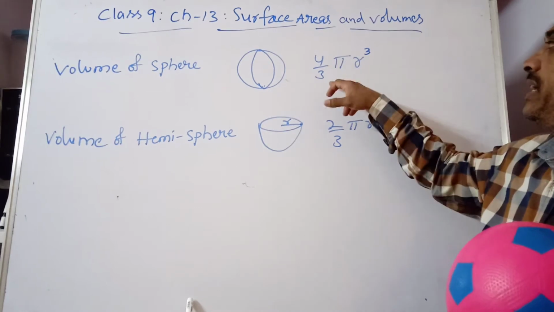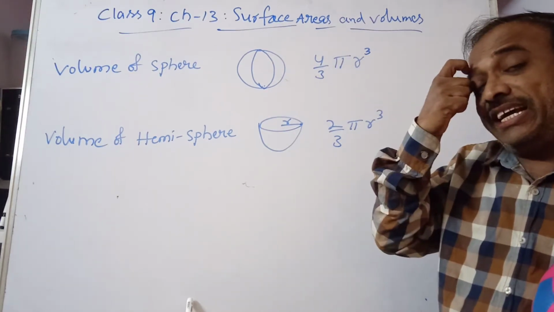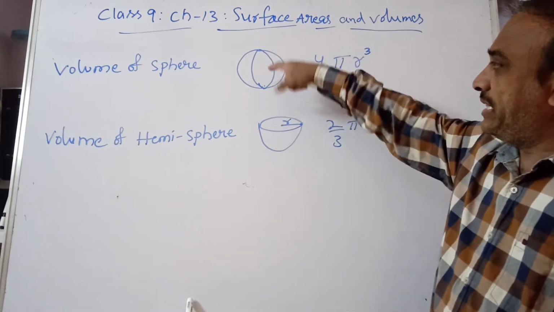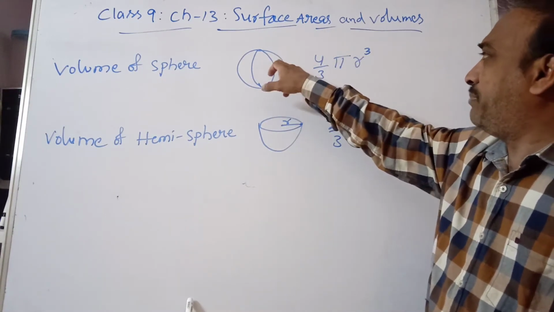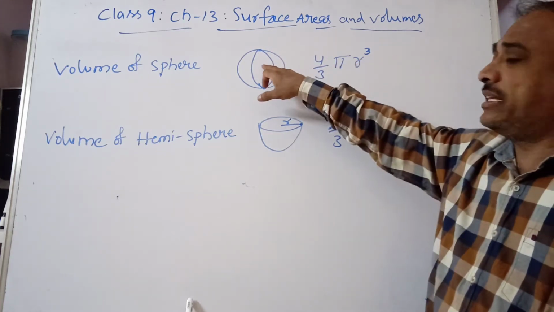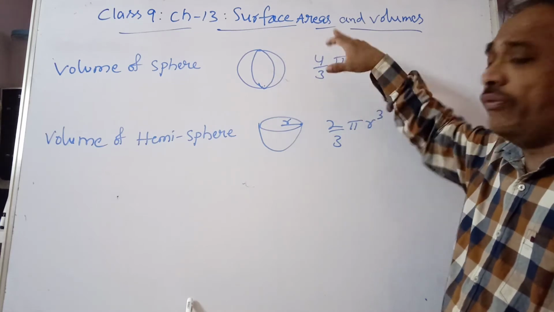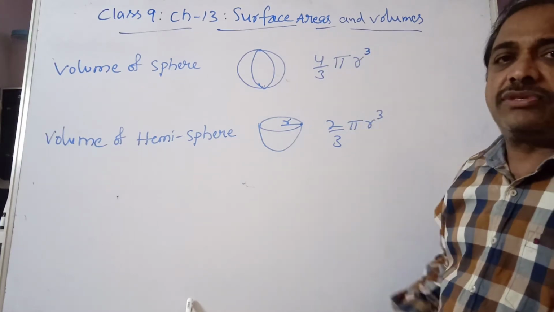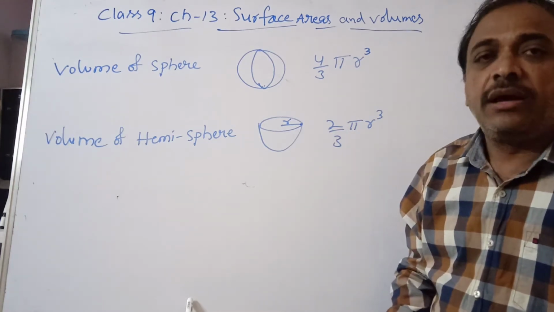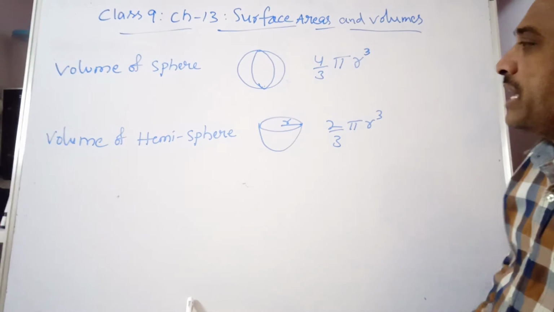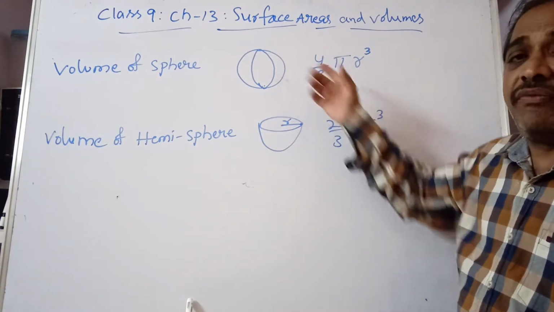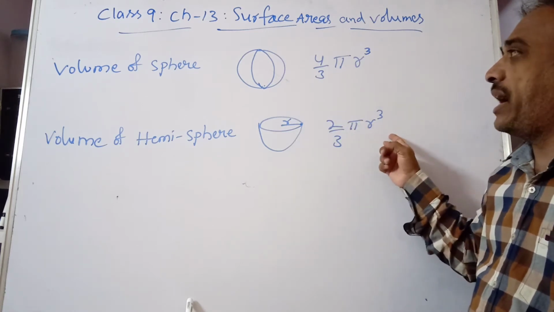How are we getting 4 by 3 pi r cube? Generally, volume is area into height. Here the height is the same as the radius, so the area is pi r square into r, that is r cube. Why has the 4 by 3 come? We have an activity to get the idea why the volume of the sphere is 4 by 3 pi r cube. Then the volume of the hemisphere is nothing but half of the sphere, that is 2 by 3 pi r cube.